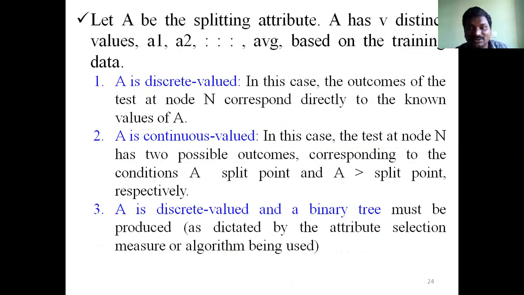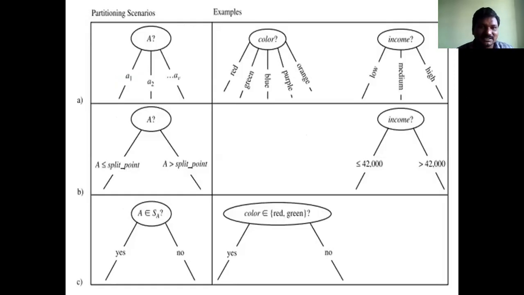Here, A is a discrete value, or A is a continuous value. Continuous value means a splitting point here. For age, less than 30 years is young, 30 to 40 years, greater than 40 years. Less than 30 years indicates what is called continuous data. And if A is a discrete value, then a binary tree must be produced. These are the three types, and I can explain these three types.